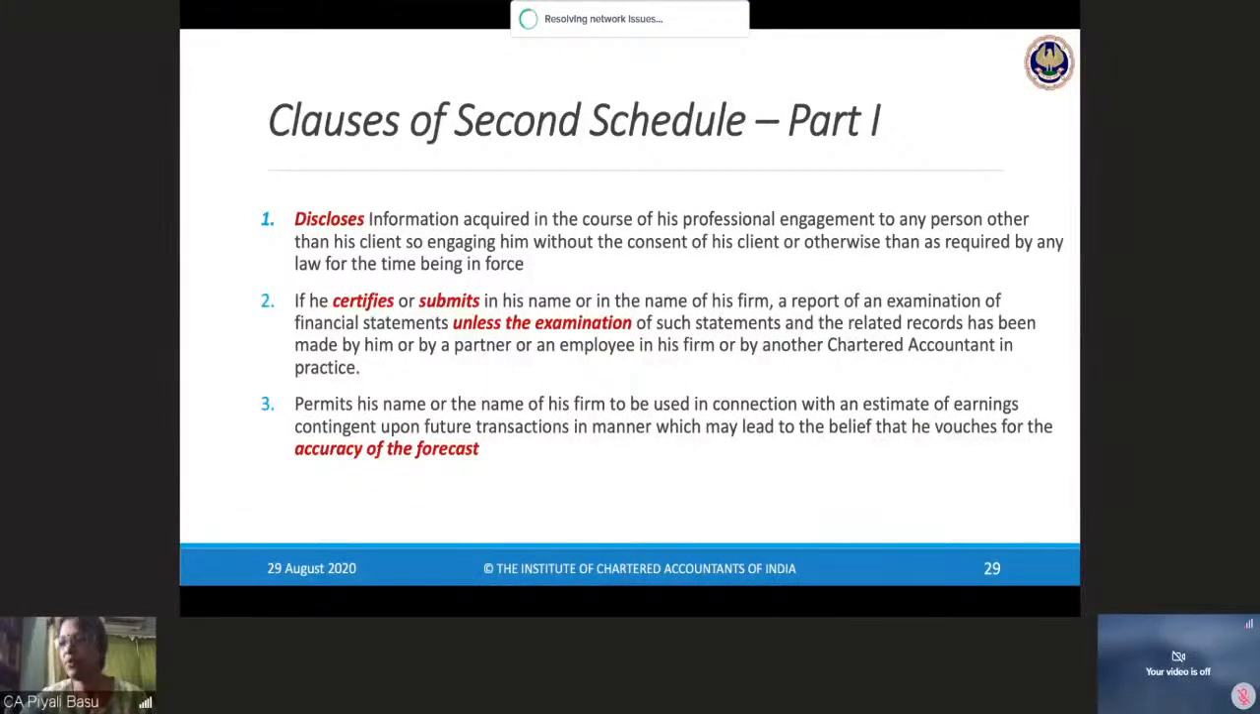Part 1, second schedule. Next, third is permits his name or the name of his firm. The key word here is the accuracy of forecast. Forecast, this is a misnomer. A forecast can never be accurate. It can be anything but accurate. Can you vouch for the accuracy of the forecast?